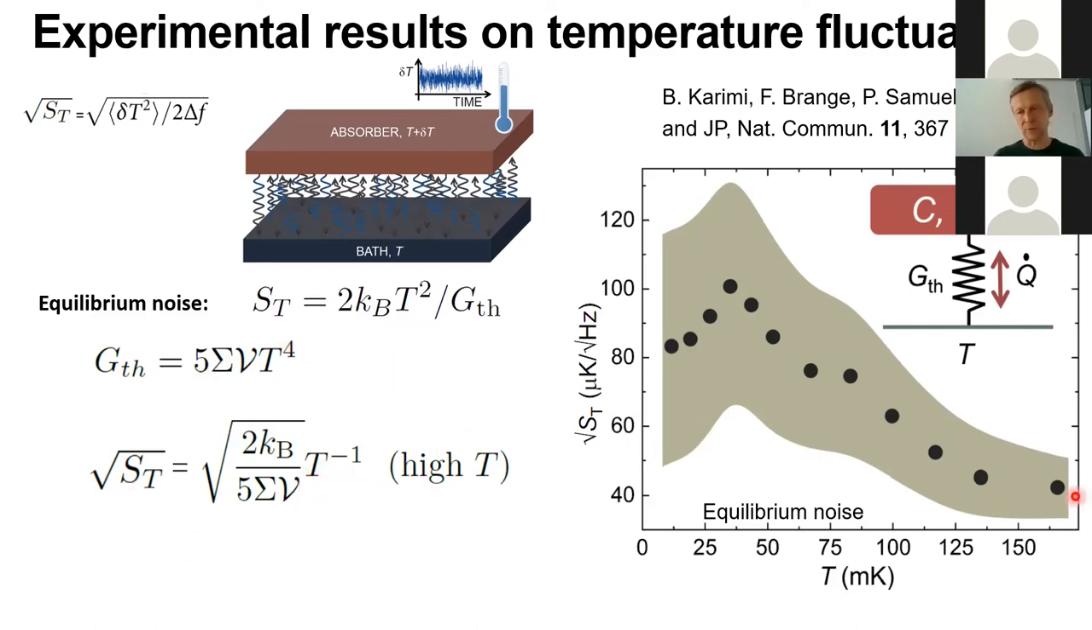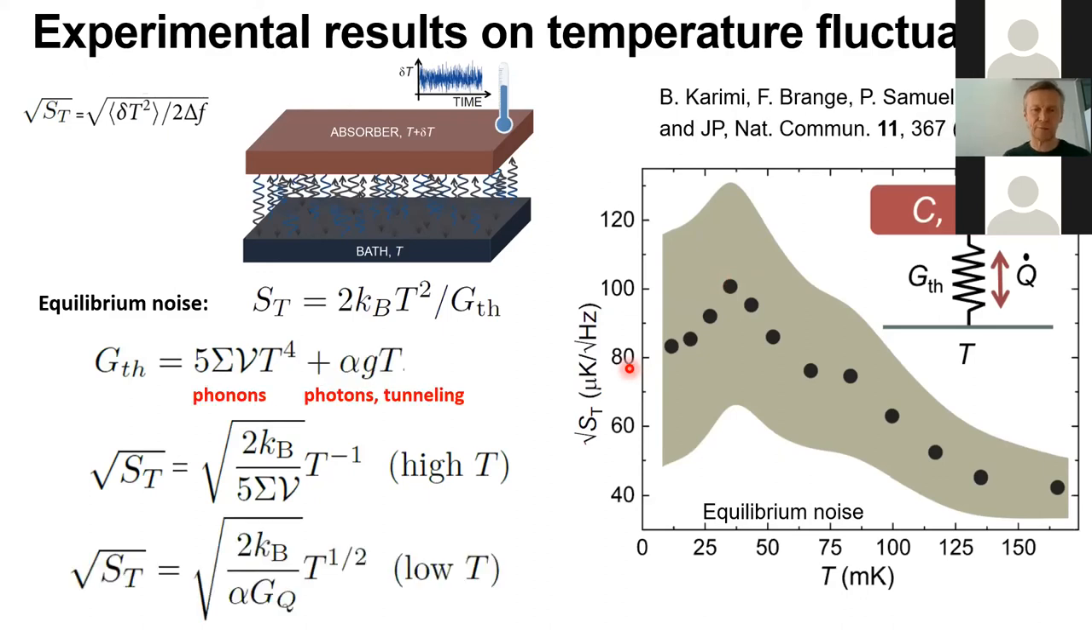And that is in fact what we essentially see. It's not exactly that, but towards low temperatures the noise is increasing, and then there is a kind of rounding off at about 30, 40 millikelvin, where this noise seems to be decreasing again. And phenomenologically, we can just assume that there's another mechanism that takes over.